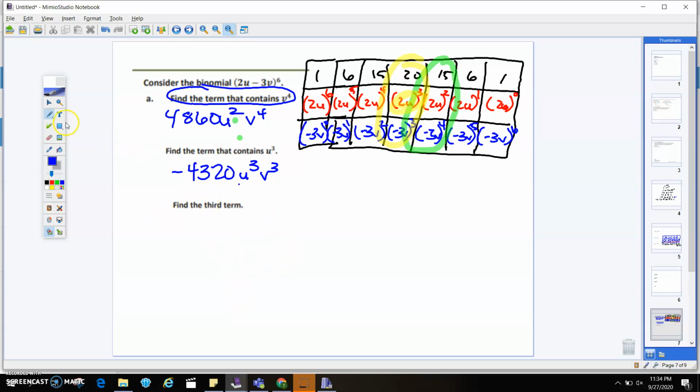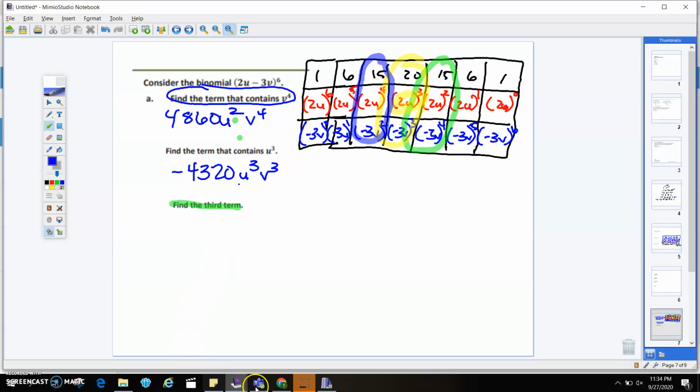Now, when it asks these types of questions, because again, these all are worded differently, if it asks these types of questions where it says find the third term, that means it's going to be the third one in a row. So this guy right here is my third column. So I'm going to multiply that out and include that as my answer.